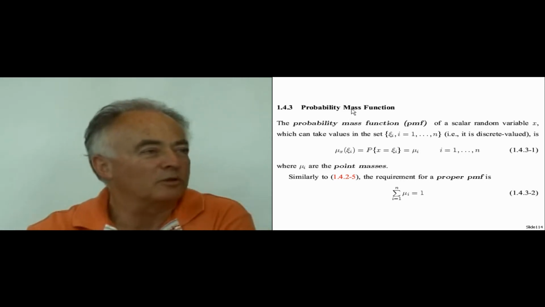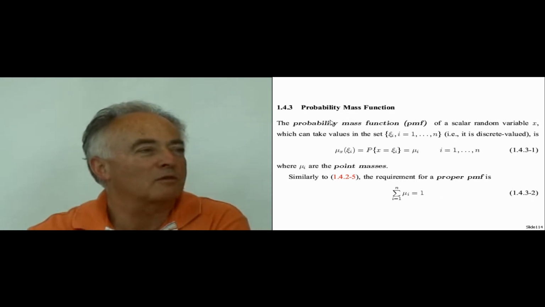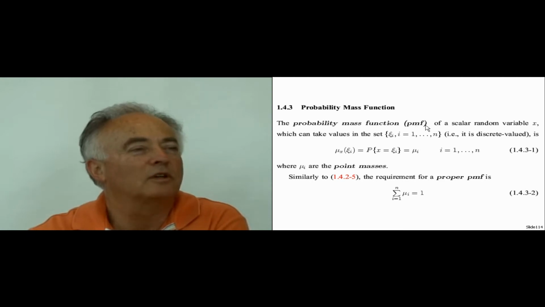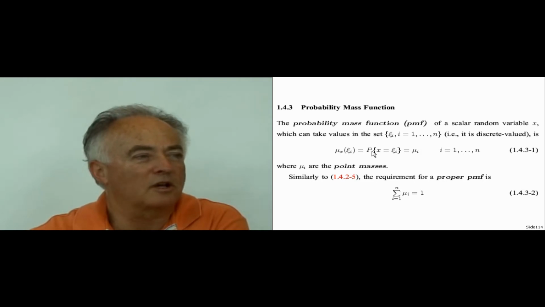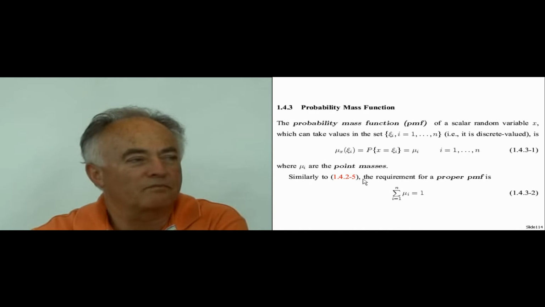Okay, next we are going to discuss probability mass function, or PMF, for a scalar random variable x, which can take values in a finite set of possible values xi. In other words, it is a discrete valued random variable. We have its PMF, mu sub x at xi, the probability that x equal to xi, which is the value mu i, and there are, say, n such points. And these mu i's are called point masses.